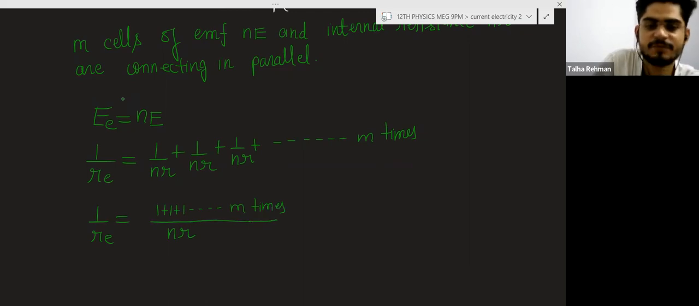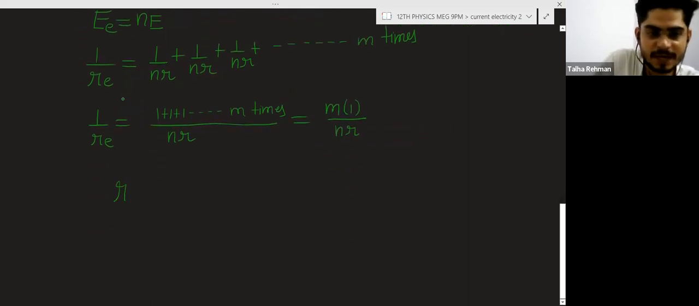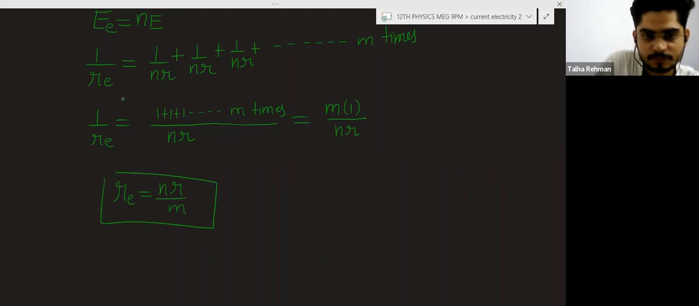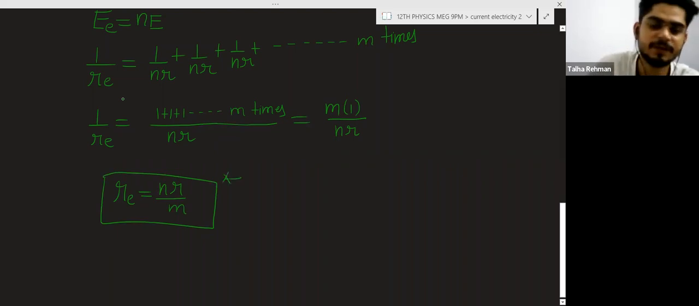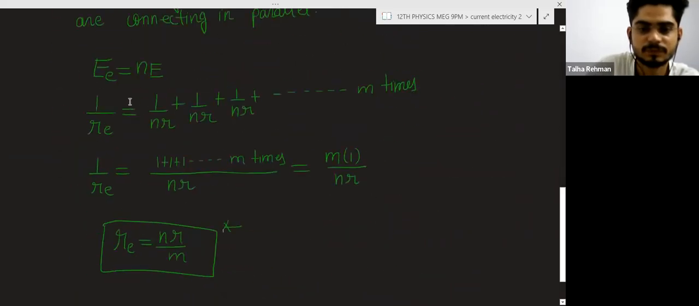When you add 1 M times, you will get M into 1 divided by NR. So from here you will get R equivalent as NR by M. This is the R equivalent here.